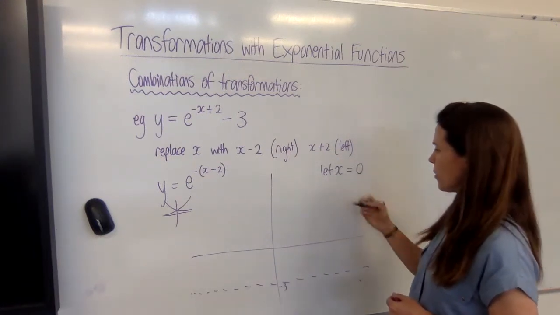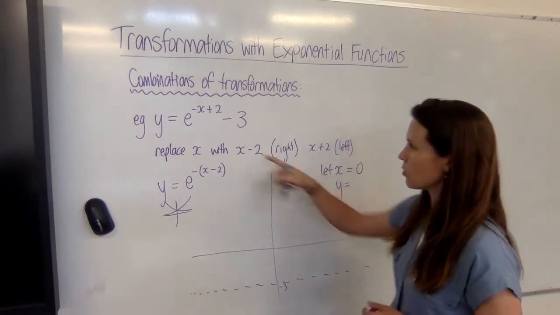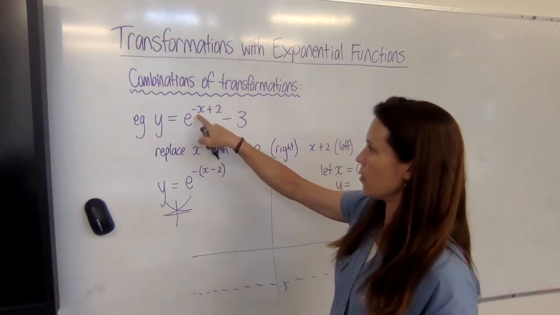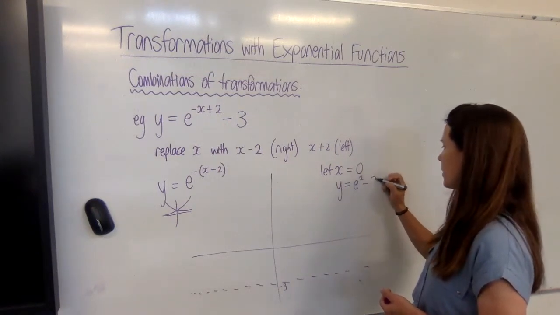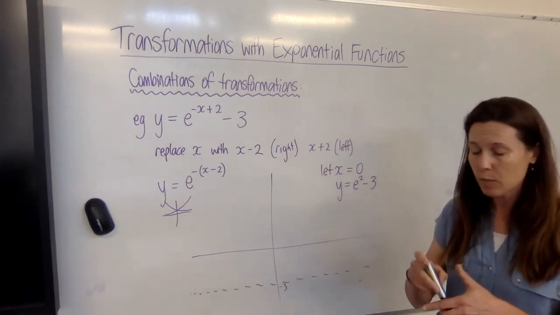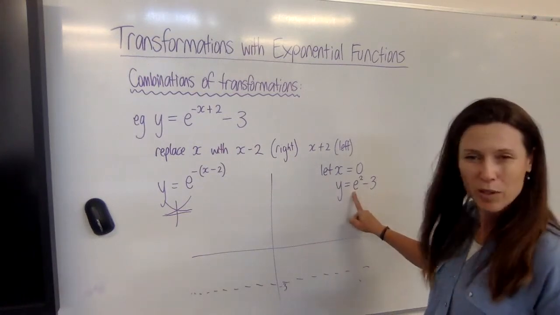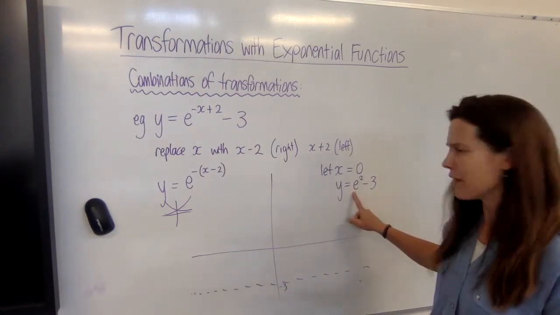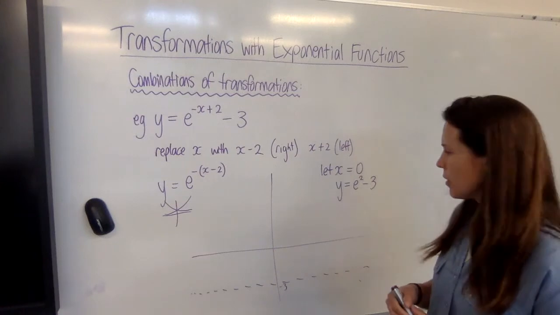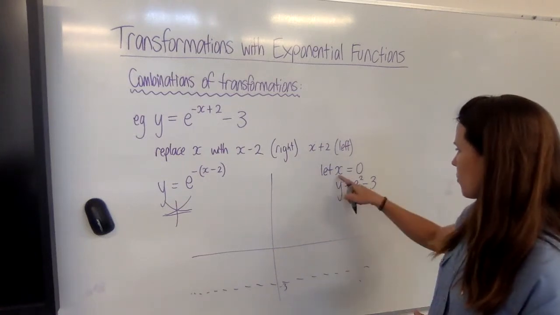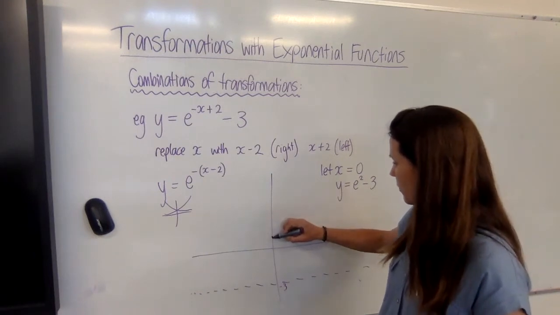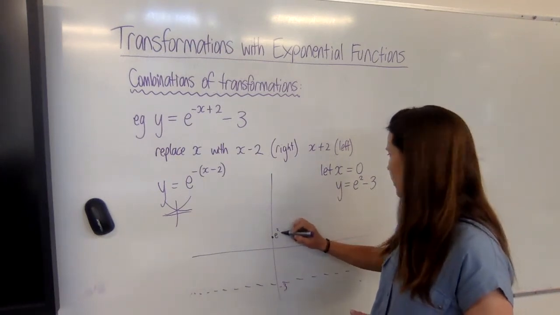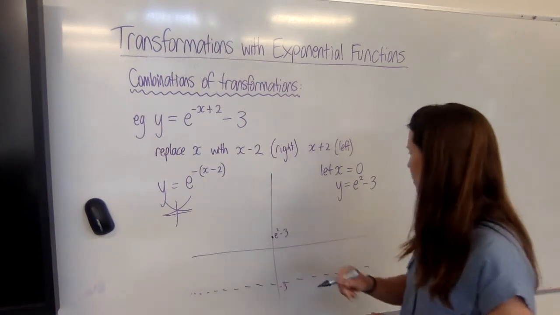Let x equal 0. Y will be equal to e to the power of, what's 0 plus 2? Just 2. E squared minus 3. Now, at this point you can think to yourself, is that a positive number? 2.7 squared minus 3? Yeah, that's a positive number. So it's actually going to cut through the y-axis up here somewhere. Let's label this point e squared minus 3.